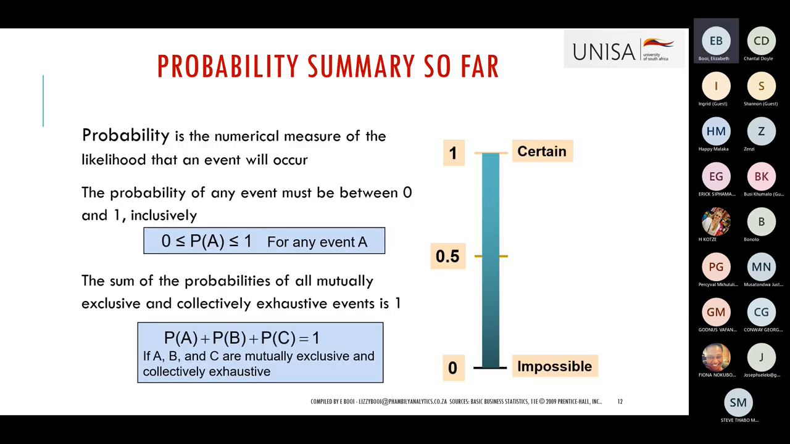In a nutshell, what I've just said is that probability is the likelihood of something happening. The probability should be between 0 and 1. Therefore, the sum of all probabilities, which is what we just did, should be equal to 1. And that also means that to find the probability of A, we can use the complement, which is 1 minus the probability of B plus the probability of C, and that will give me a complement event.